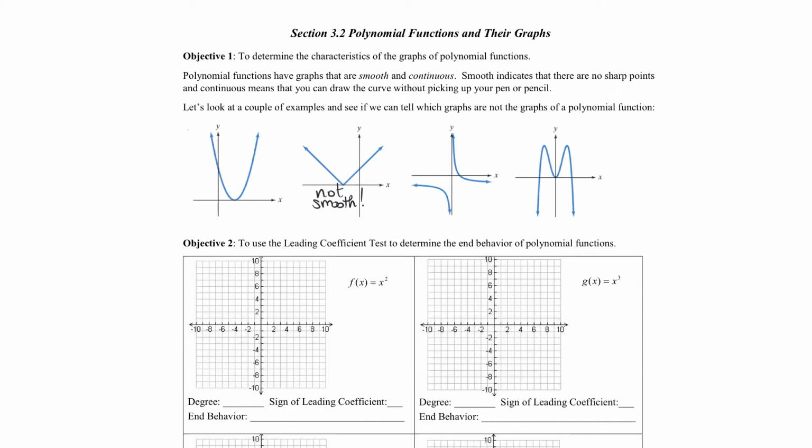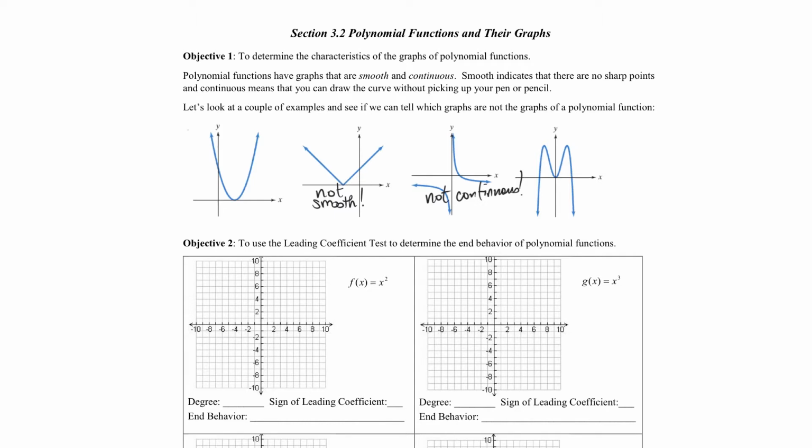When I look at this one, I have to pick up my pencil to draw both parts of the graph. So this one is not continuous, and it is not the graph of a polynomial function. These other two could be the graphs of polynomial functions because they are smooth and continuous. So when we are graphing these polynomial functions, we're never going to have sharp points, and we're never going to pick up our pencil as we graph them. They're going to be smooth and continuous.